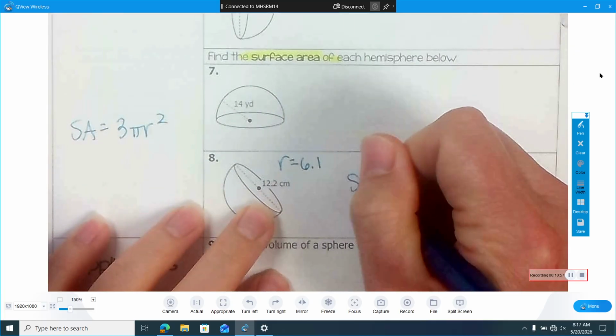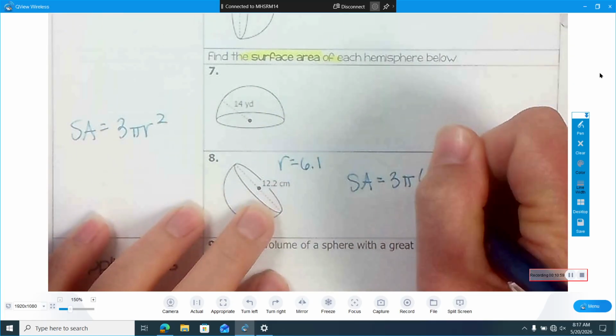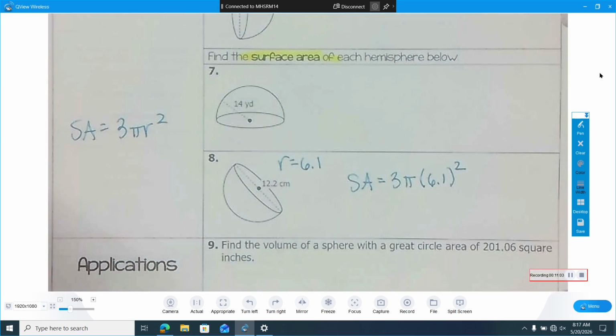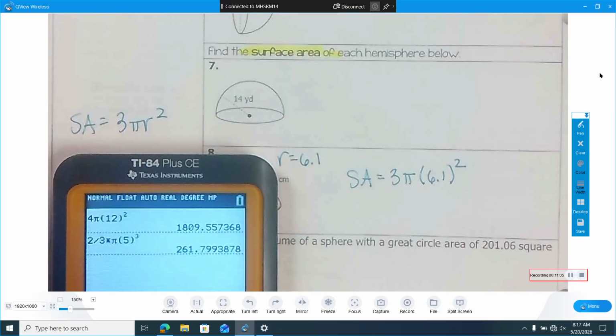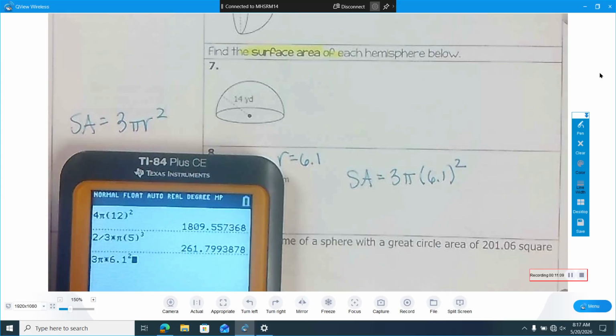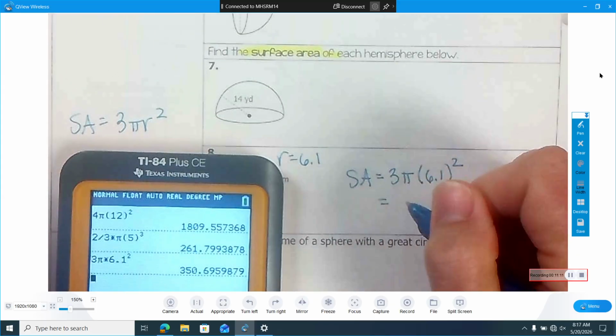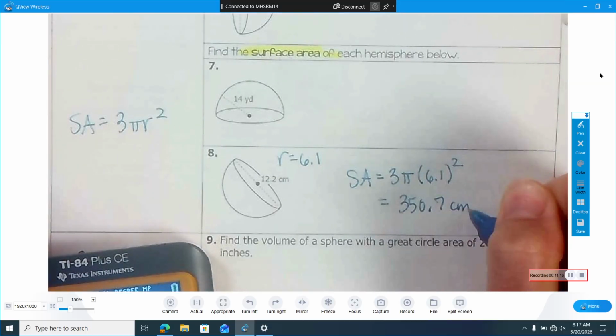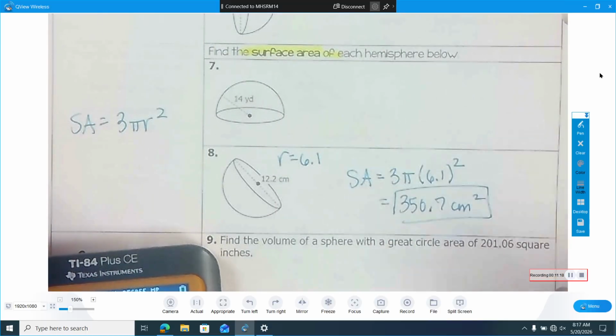So the surface area is 3 times pi times 6.1 squared. 350.7 centimeters squared will do.